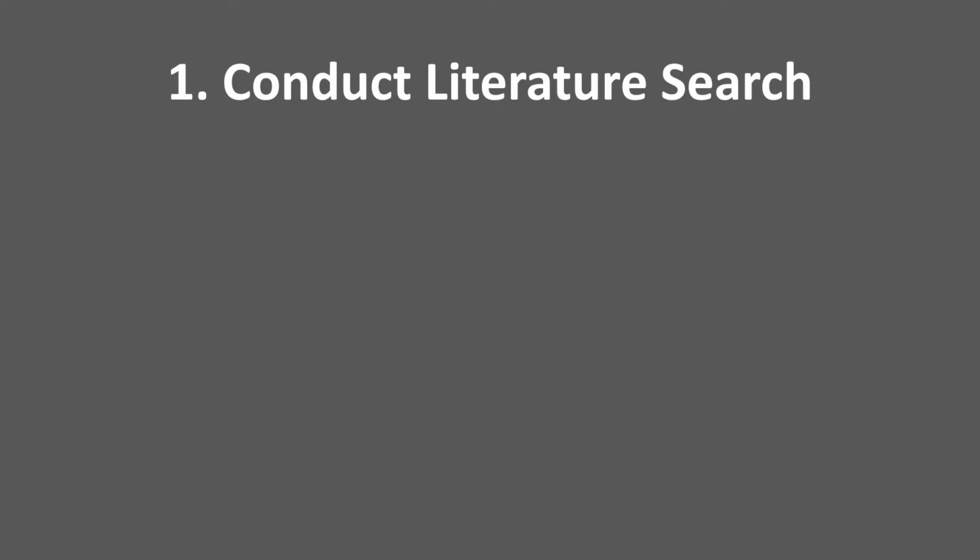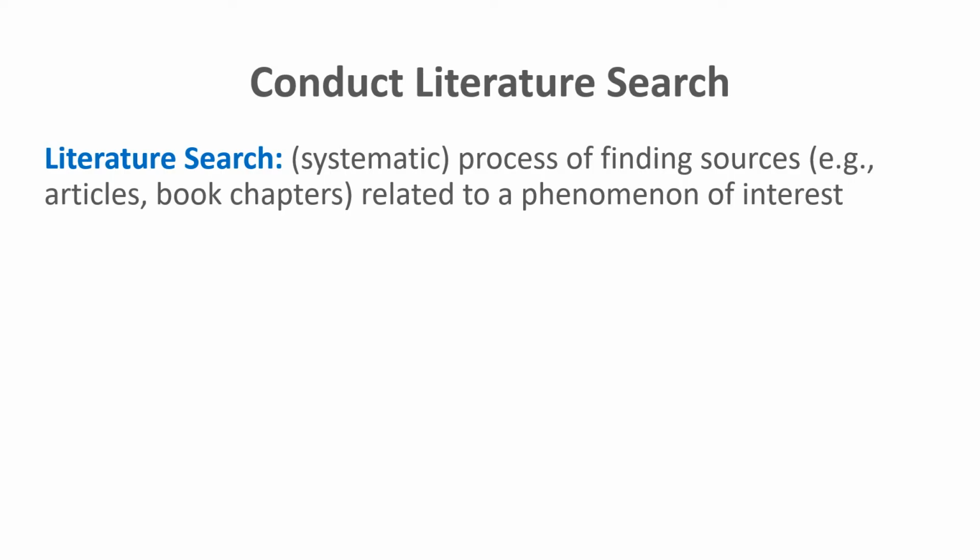So let's start with conducting the literature search. And I'll cover this very briefly. So a literature search is essentially just the process of finding sources such as articles, book chapters, and so forth that are related to a phenomenon of interest or your topic of interest. And here I've also put systematic in parentheses because it doesn't necessarily need to be a systematic literature search or a lit search for short, but it can be.